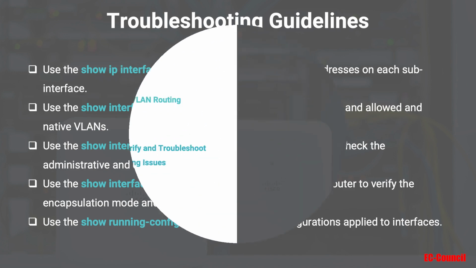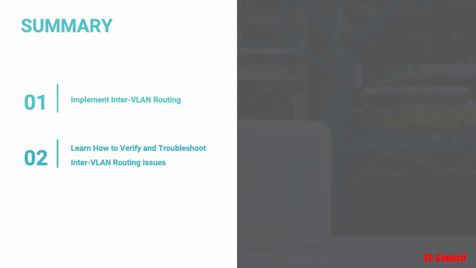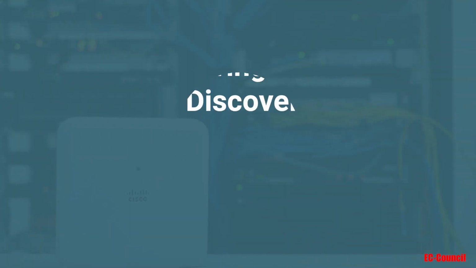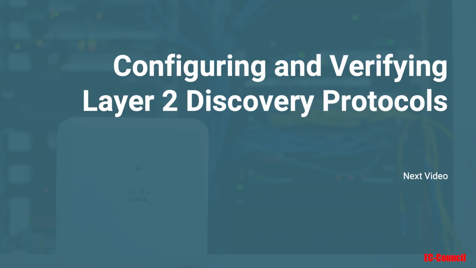In this video, you took a look at implementing inter-VLAN routing using the router-on-a-stick method. You also learned how to verify and troubleshoot various inter-VLAN routing issues and how to successfully use the troubleshooting commands. In the next video, you will learn how to configure and verify Layer 2 discovery protocols.